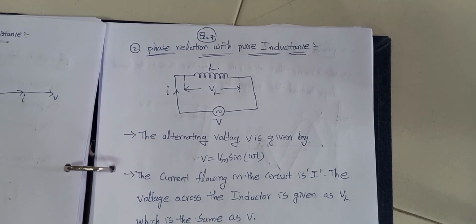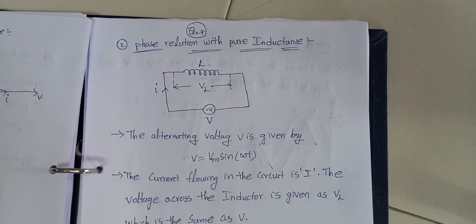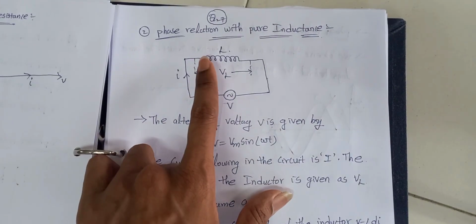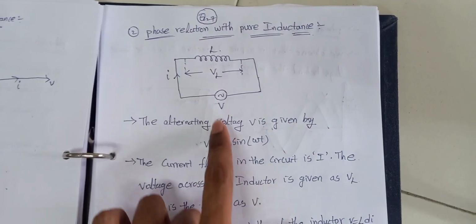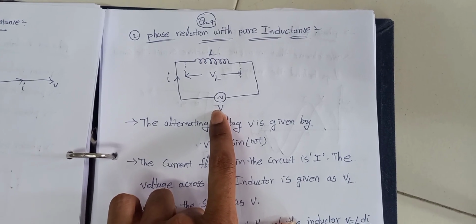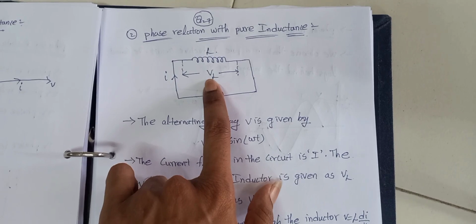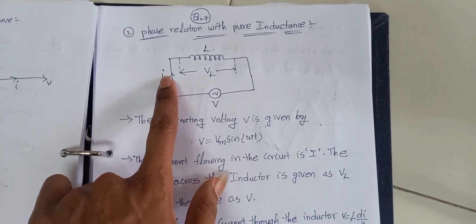Out of 50, our next question is the 27th question: phasor relation with purely inductance. Here I have taken only one inductor. Across this voltage source, there are no other passive elements. Across this inductor, the voltage drop is VL, and the flow of current is I.